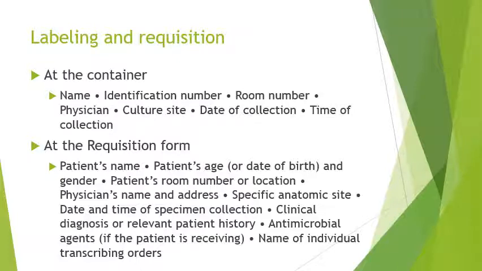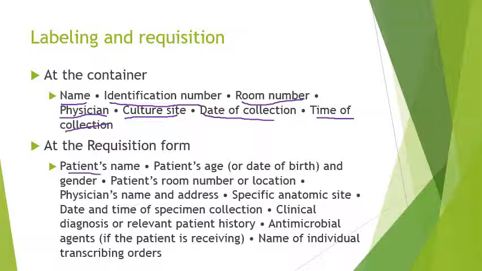Okay, labeling and requisition. You need to know the label for the containers and the label for the requisition form. On the container, there must be the complete name, identification number, room number if inpatient, physician's name, and culture site. For the culture site, if it is a rectal swab or wound, or blood culture at the right arm, also the date of collection and time of collection. It is important to have these on the container.